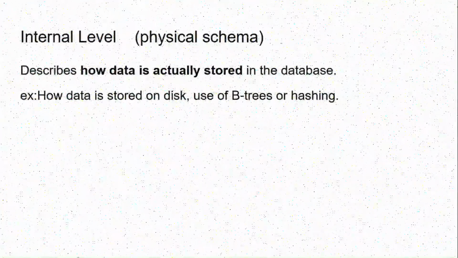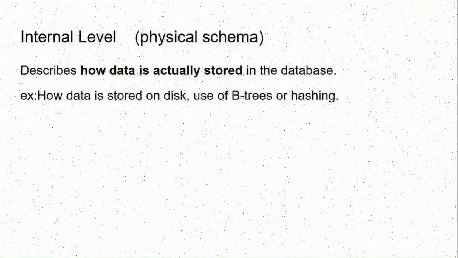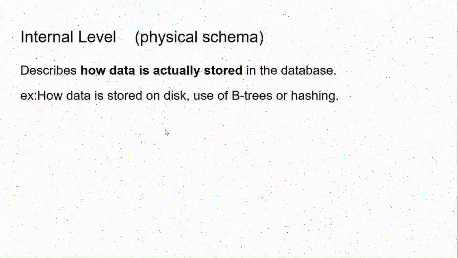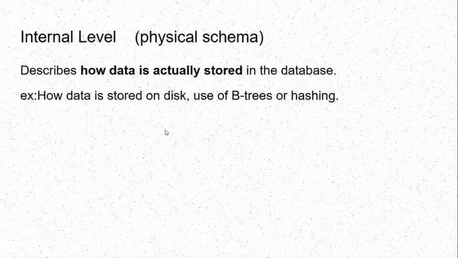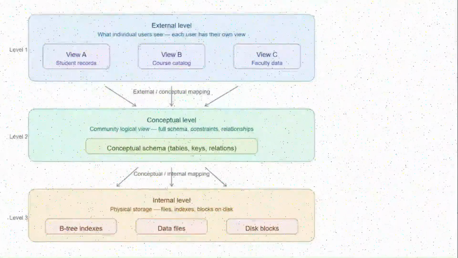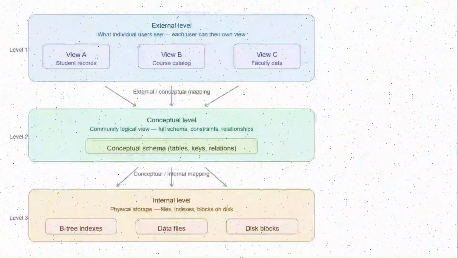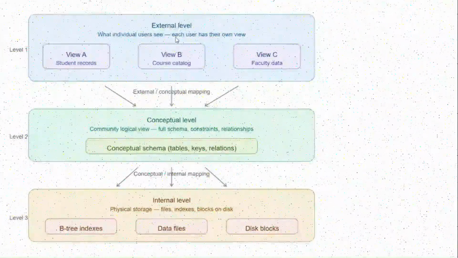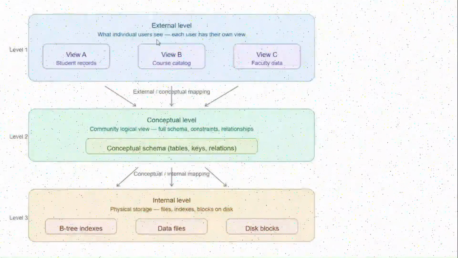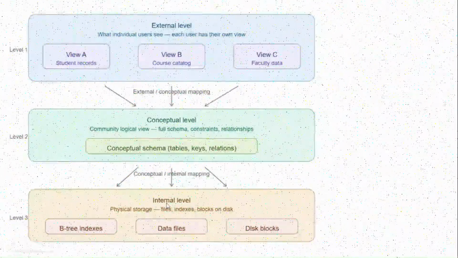Now next is the internal level. It means the physical schema. It represents how data is actually stored in a database and how data is stored on disks, and it uses B-trees or hashing to access that data. Now you can see this is the diagram of the three level architecture of DBMS. The first one is the external level, where we see what individual users see, in the middle there is the conceptual level, and the last one is the internal level.